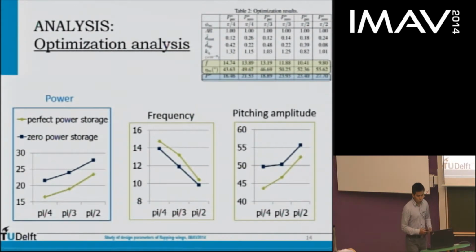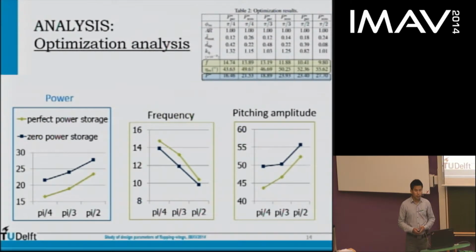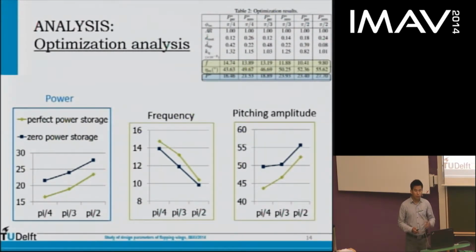And for the kinematics parameters, with the increase of the sweeping amplitude, the frequency decreases. But the optimal passive pitching amplitude increases a little bit if we increase the sweeping amplitude.